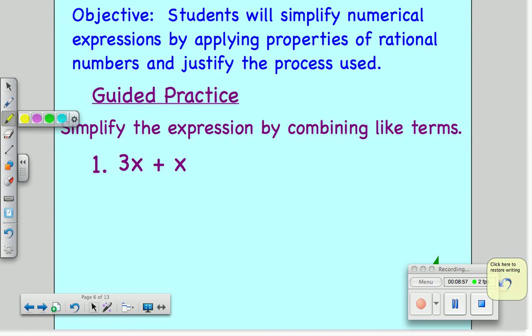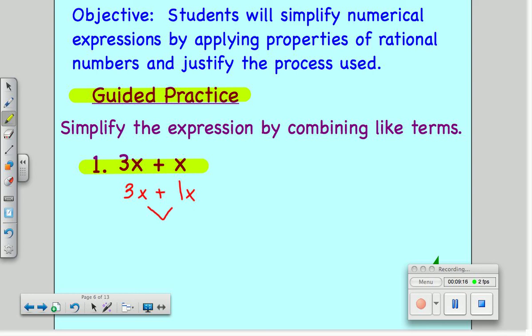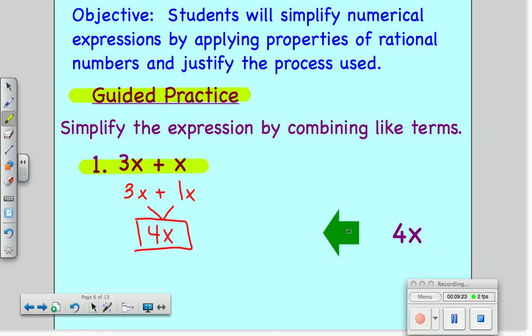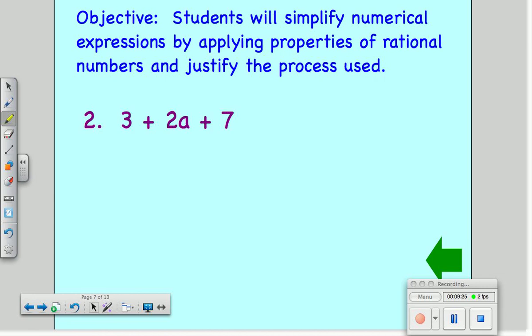Alrighty, guided practice. Here we go. You're going to simplify the expression by combining the like terms. Don't forget to write on here, guided practice, and what we're doing. So remember we have that visible 1 in front of this x. So 3x plus 1x is 4x. That's your answer. 4x.